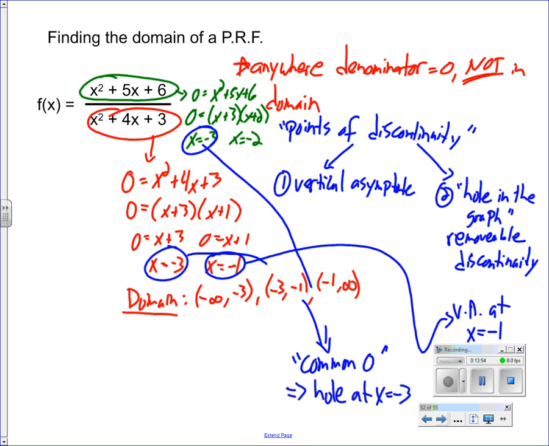So if you ever see directions that say classify points of discontinuity, that's what it's saying to do. Is it a vertical asymptote, or is it a hole in the graph?